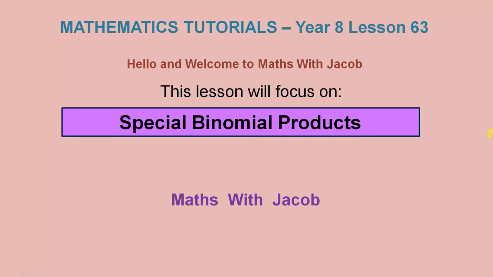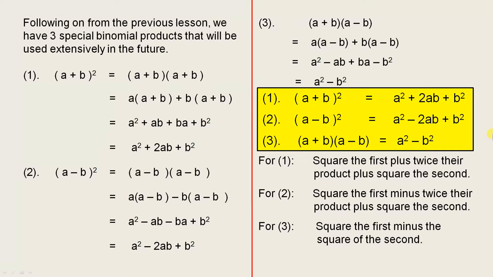This lesson will focus on special binomial products. Following on from the previous lesson, we have three special binomial products that will be used extensively in the future. The first one is (a + b) all squared. So a + b is a binomial, and then we square that. So that's how we expand it.